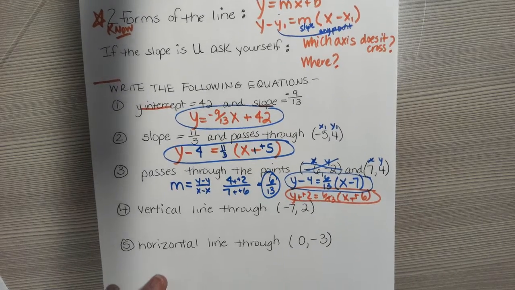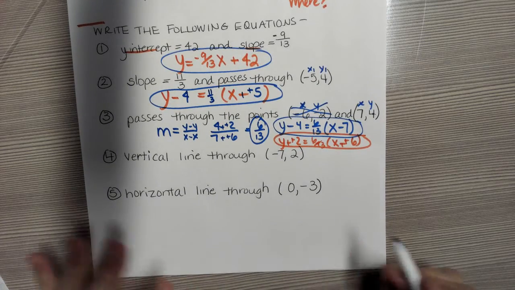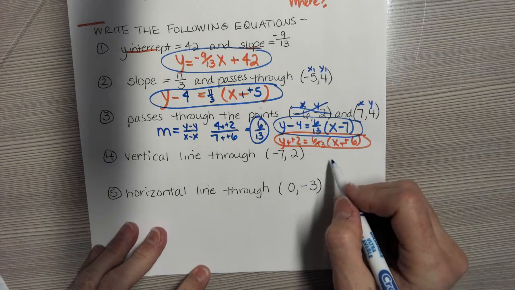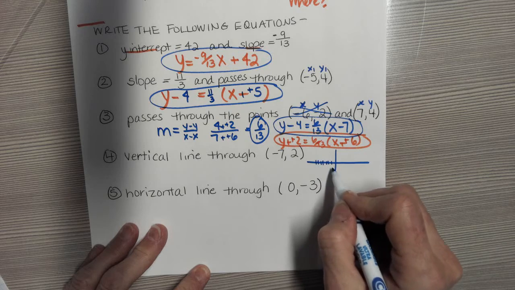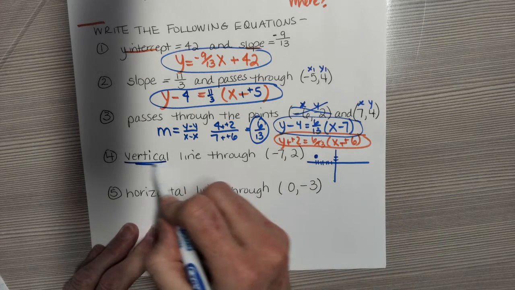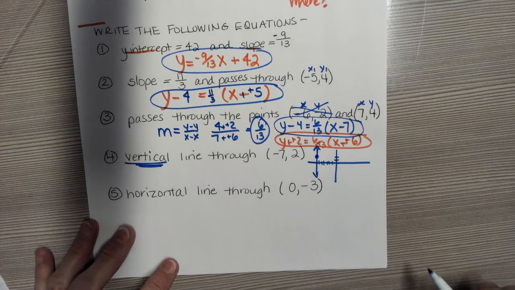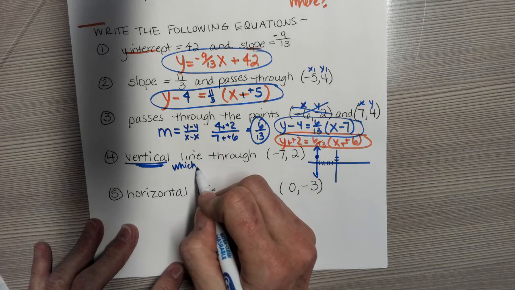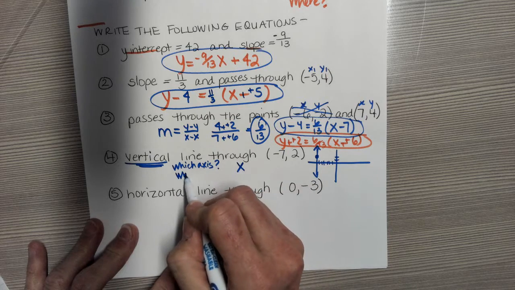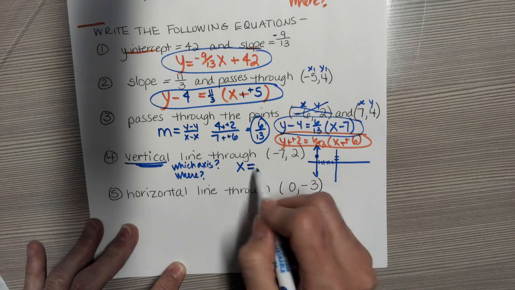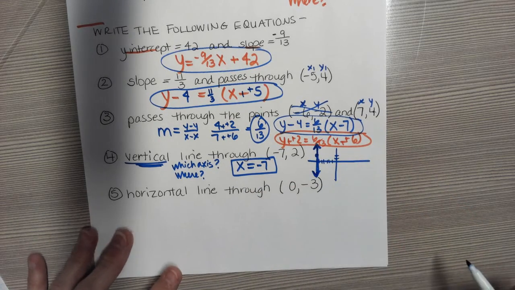Number 4 is a vertical line through the point -7, 2. Now don't try to do any fancy memorizing of things and just try to find shortcuts. Instead, just take a second, go over here and graph it. -7, 2, right there. Vertical means straight up and down. Draw your line. Now you can ask yourself two questions. Which axis does it cross? It's crossing the x. Where does it cross? It crosses at -7. That is the equation that represents all of the points on that line.